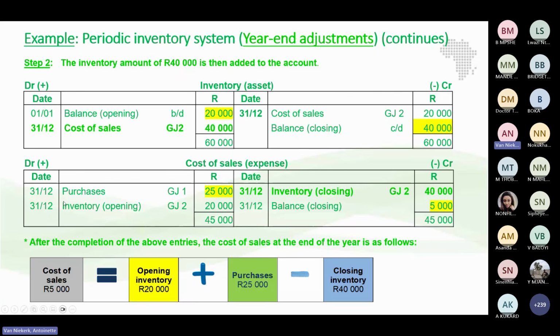It was your purchases, minus your closing inventory, which is this 40,000 Rand. Remember, that's the stock take that they did. They got the closing balance of the inventory as 40,000 Rand. So if you take 20,000 Rand plus 25,000 minus 40,000, you will also get 5,000 Rand for your cost of sales, which is the same as the 5,000 Rand you got here. Okay, I hope this makes sense.